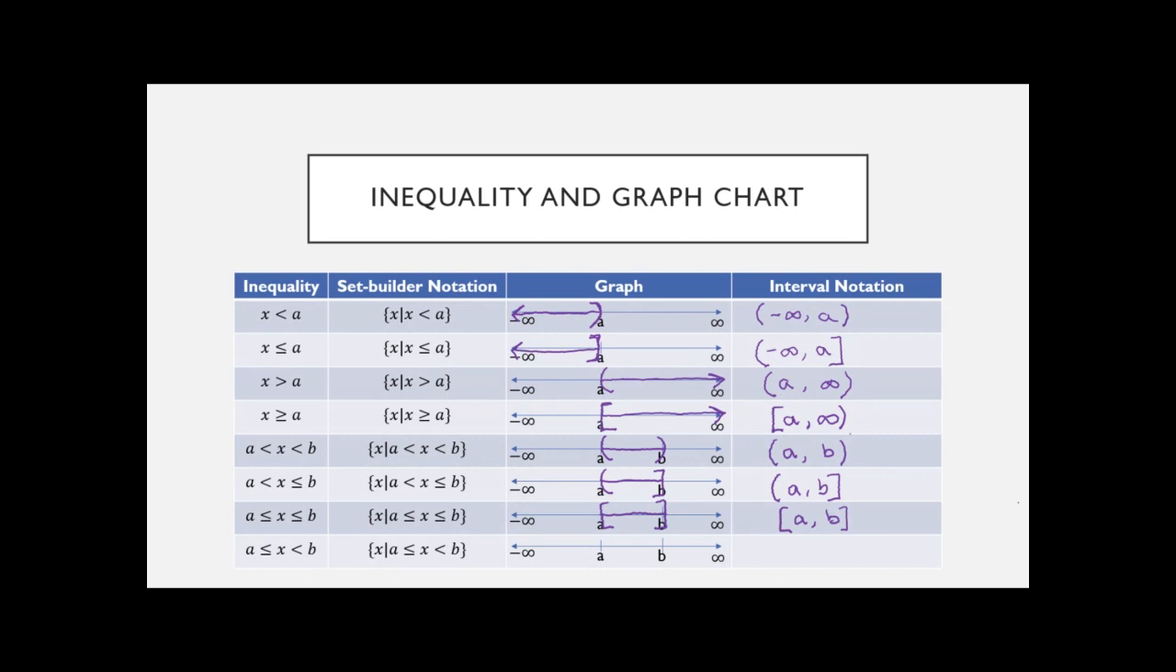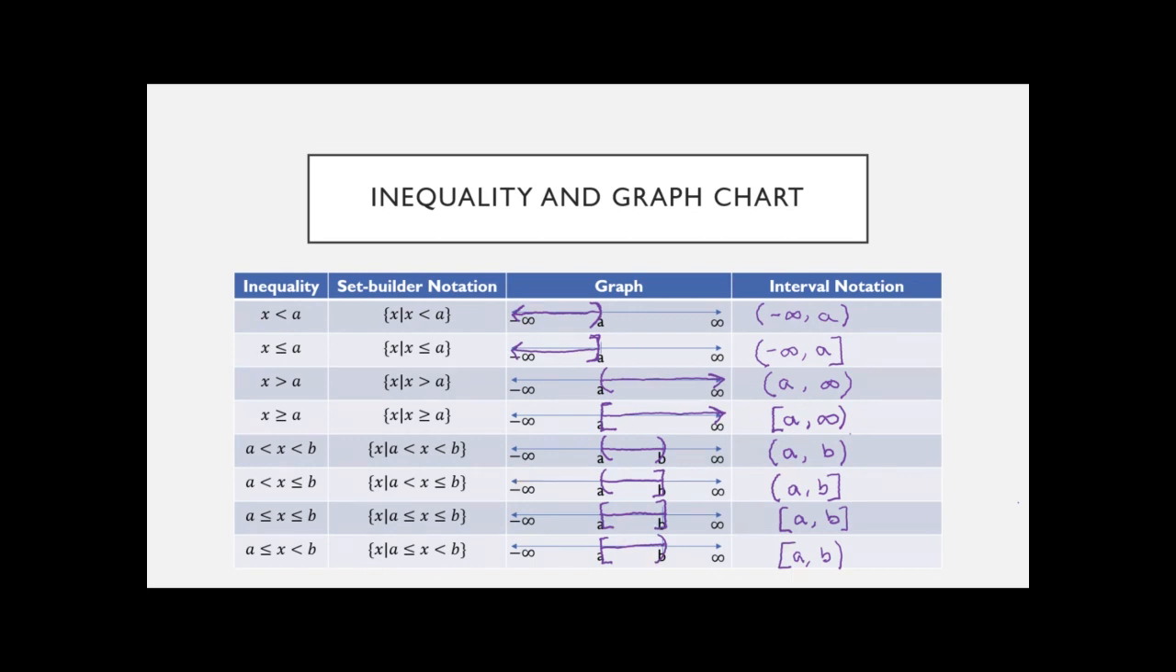And then the last one, we have A is less than or equal to X, which is less than B. So we're in between A and B. Less than or equal to X is a bracket. Less than B is a parenthesis. So we have a bracket at A and then a parenthesis at B. So you can see there are very subtle differences between each of these in the interval notation.